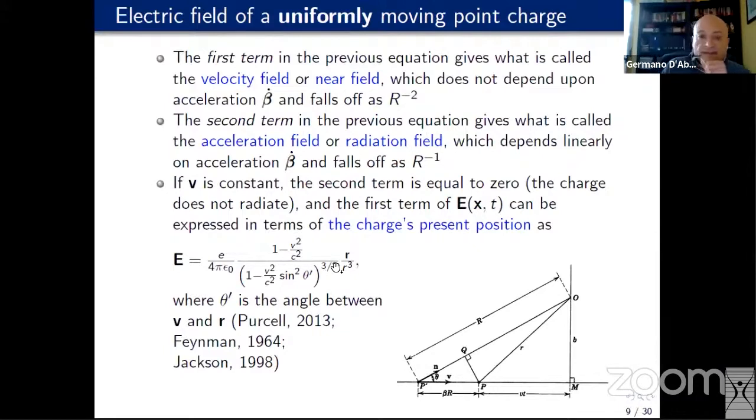Please notice that this is not a new result. It is known since the 19th century and belongs to classical electromagnetism. This formula gives exactly the field generated by charge E, and it is expressed in terms of the charge's present position, in particular the vector R, which runs from the charge's present position to the position of the observer.